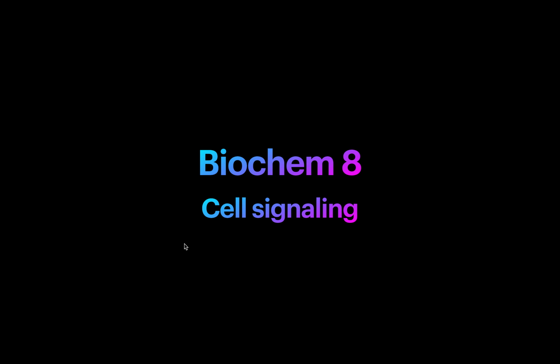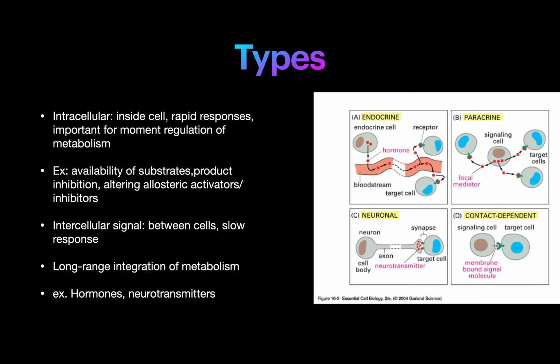Tonight we'll be covering the cell signaling pathways. There are two major types. The first is intracellular, and that occurs within the cell. It's responsible for rapid responses, and it is important for the moment-to-moment regulation of metabolism. It affects the availability of substrates, product inhibition, and altering the allosteric activators or inhibitors.